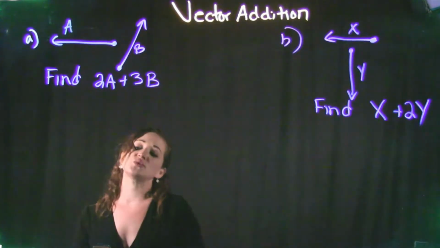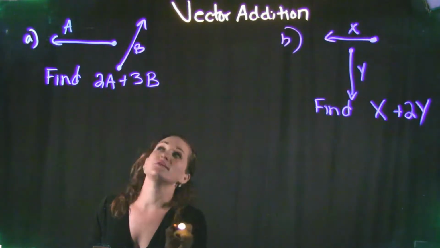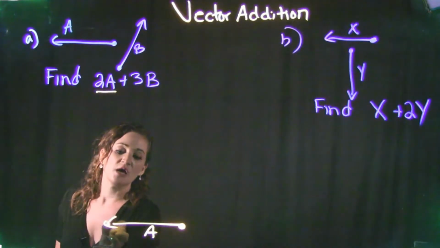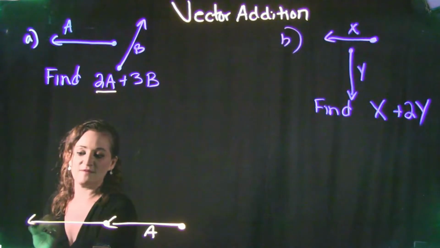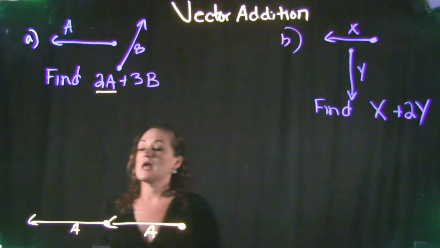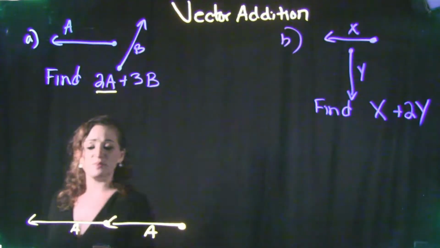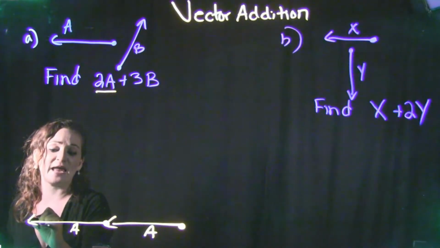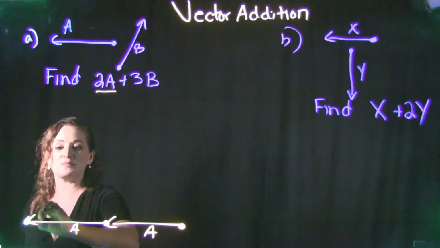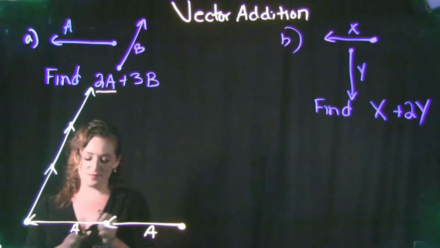So I'm going to draw out two vector A's attached to each other. One vector A would look like this, but it says I have 2 of them, so I'm going to tack on a second vector. And this is what 2A would look like. Then I'm going to tack on 3 B's to it. Vector B should start where vector A ended. So I'm going to start vector B right over here, and I have 3 of them. That's going to look like 1, 2, 3 of them there.